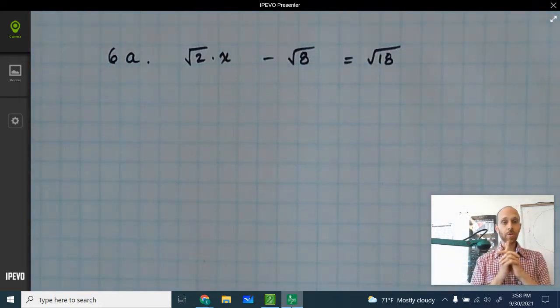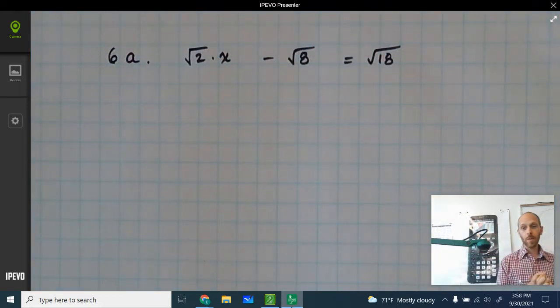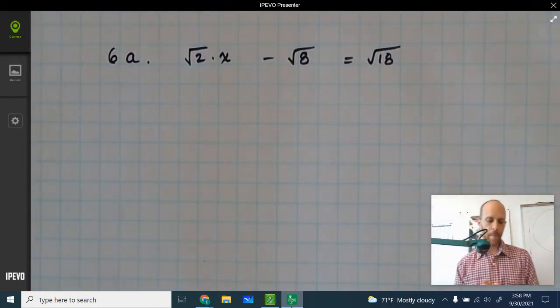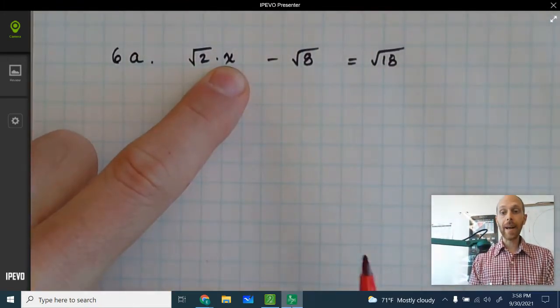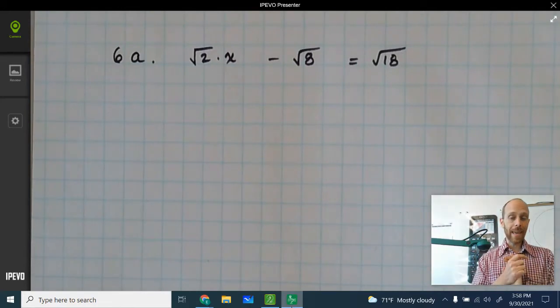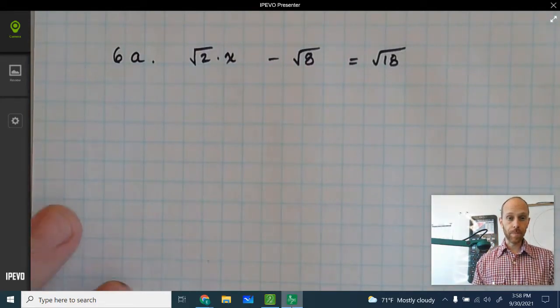Hello and welcome to number 6. We're going to be solving some equations with square roots in them. Now this one is a linear equation. We know that because the degree on x is 1. And that means that we can't get any more than one solution.